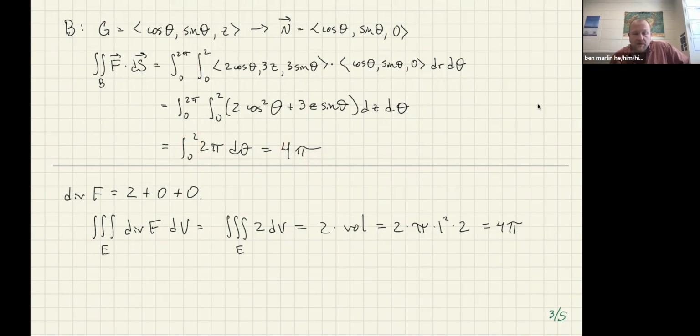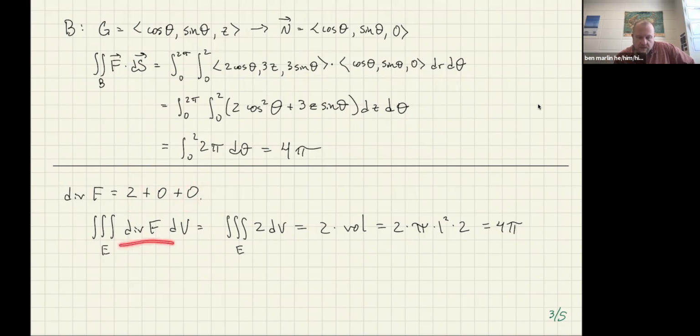And the more calculation you do, the more you get a chance to drop a negative. So, all right, let's see what happens when we apply the divergence theorem. The divergence of that 2x, 3z, 3y: the derivative of 2x with respect to x is 2. The derivative of 3z with respect to y is 0. The derivative of 3y with respect to z is 0. We get 2 out of it.